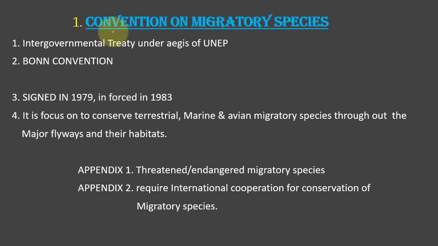So here, the Convention on Migratory Species, also known as CMS. Friend, the first fact: it is an intergovernmental treaty under the aegis of UNEP. Yes friend, this is an important fact. आपको याद करना पड़ेगा कि CMS यूनाइटेड नेशन एनवायरनमेंट प्रोग्राम के अंदर है. So it is also known as the Bonn Convention. It is in Germany. So friend, CMS is also known as the Bonn Convention.